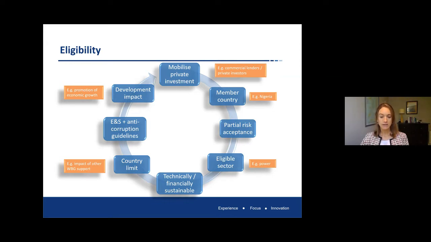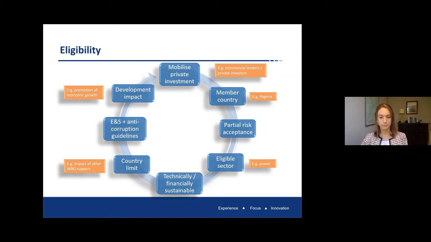Member countries: because this is a World Bank product, the project will need to be developed in a member country. So that's really an IDA country or an IBRD country, both of which fall under the World Bank umbrella. And what that really means in practice is that the PRG product is predominantly used in low and middle income countries. And obviously we come across its use in a number of sub-Saharan African countries in particular.